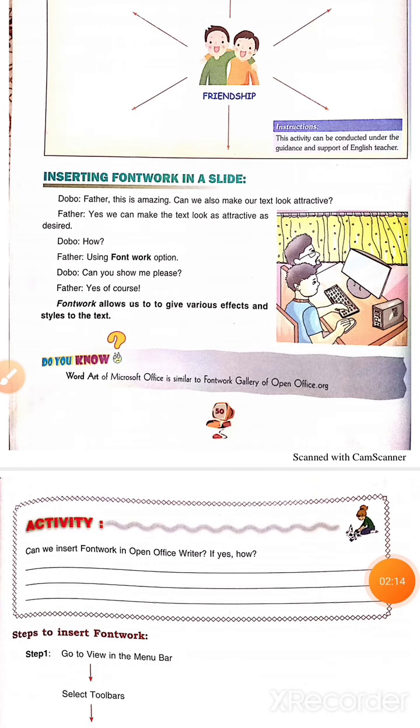Now how do we insert fontwork in a slide? Fontwork provides various styles and effects to the text. We need to select the view menu from the menu bar, then select toolbars, and we can select the fontwork option which is present there. Just click on fontwork gallery on the fontwork toolbar and select any fontwork as you desire, and then click OK. Double click on the inserted fontwork to enter the desired text. Like if you want to insert your name, just double click on the inserted fontwork to enter your name.